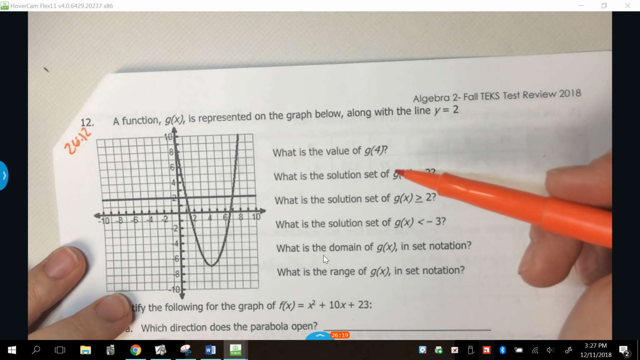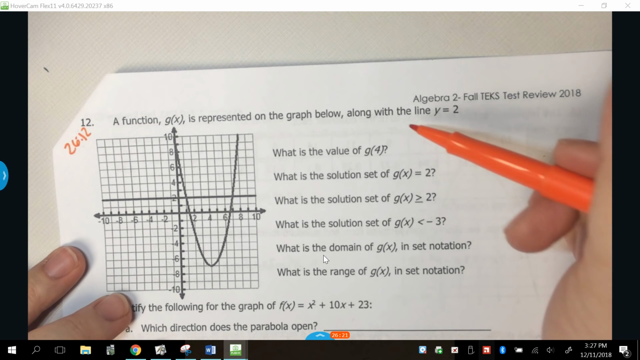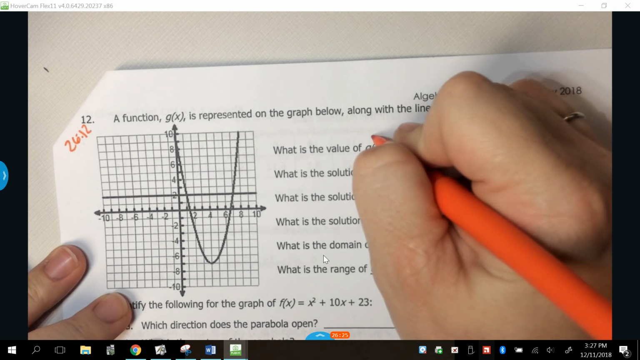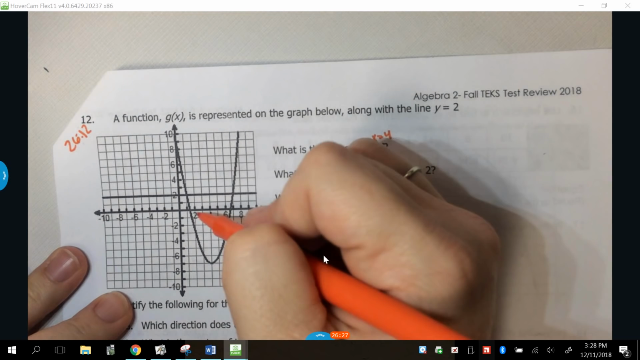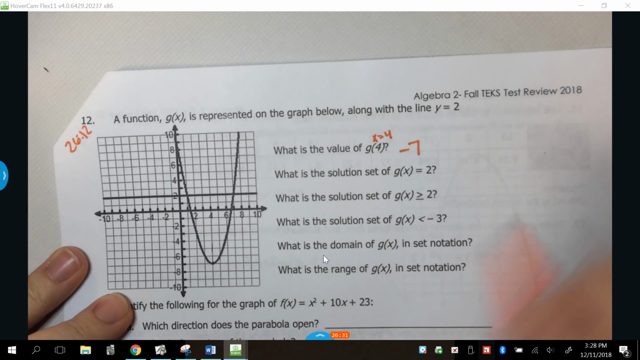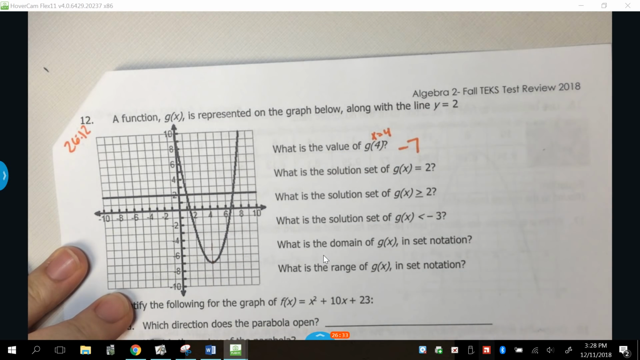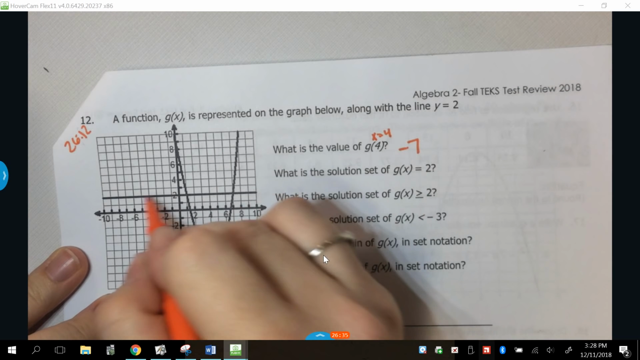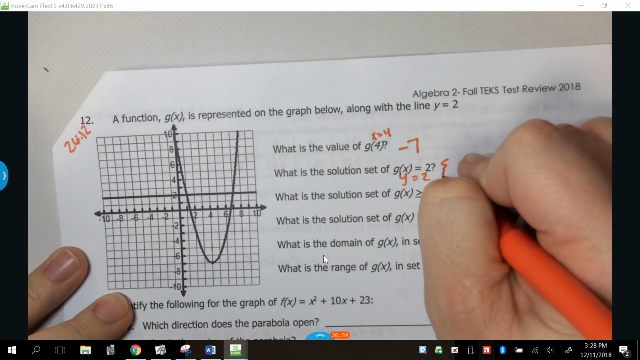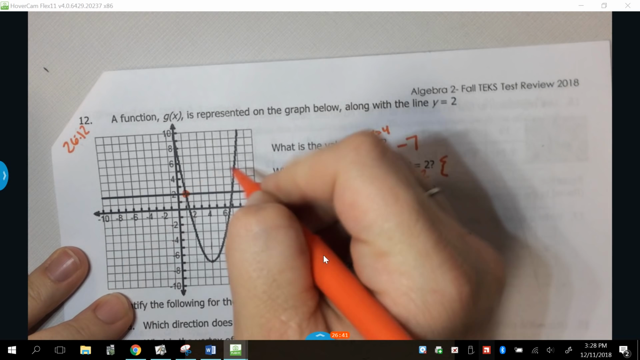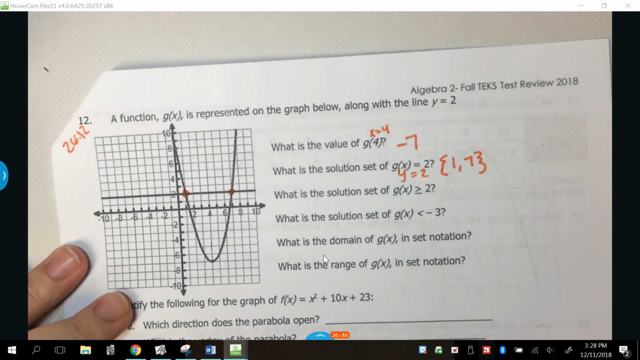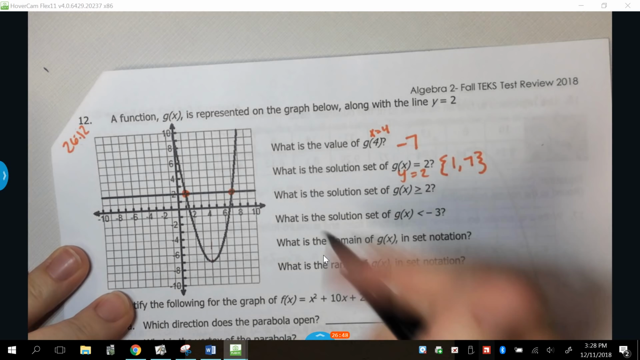A function g of x is represented on the graph below, along with the line y equals 2. What is the value of g of 4? Remember, this is when x is 4. X is 4 here, which is -7. Then it says, what about when y equals 2? That's what's graphed. This is y equals 2. So the solution set is at 1 and 7. Now remember, we don't have to worry about these.